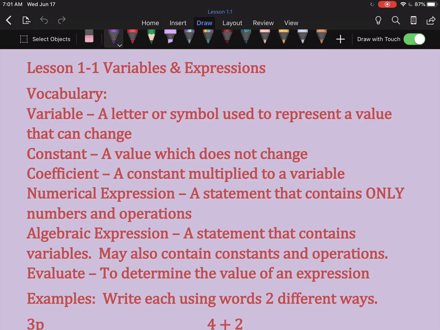A numerical expression is a statement that contains only numbers and operators. Operators, those are add, subtract, multiply, divide. So no variables. An algebraic expression, on the other hand, is a statement that contains variables. It may also have constants, operations, coefficients. The key difference between a numerical expression and an algebraic expression is the presence of a variable. And the word evaluate means to determine the value of an expression.